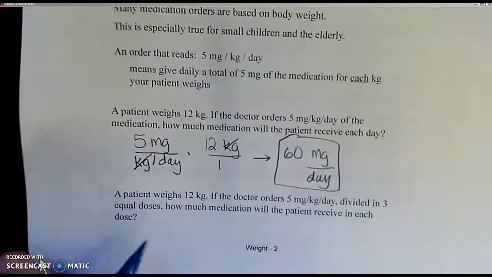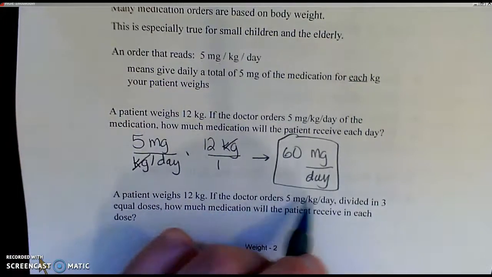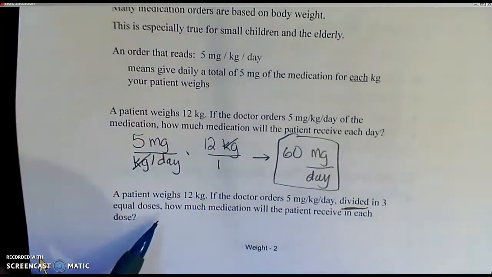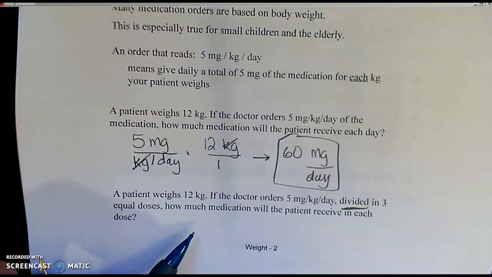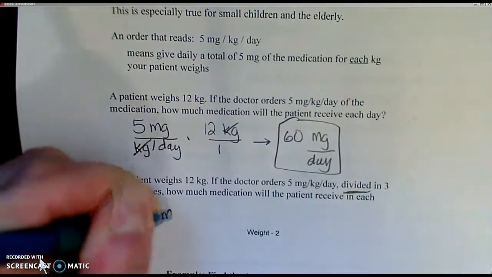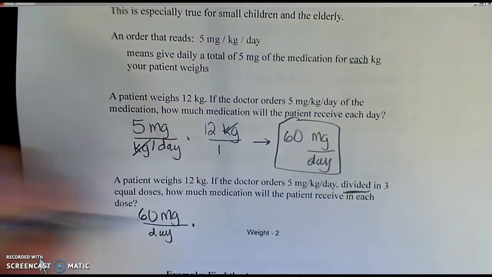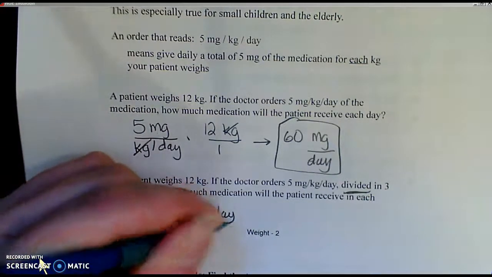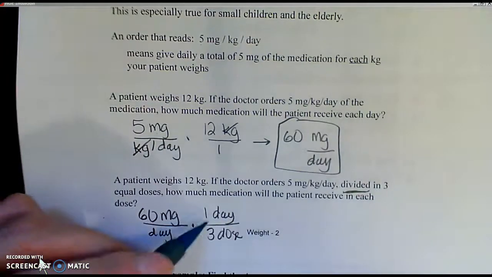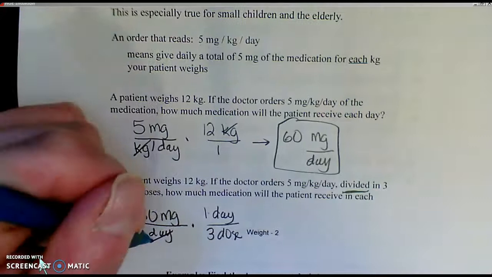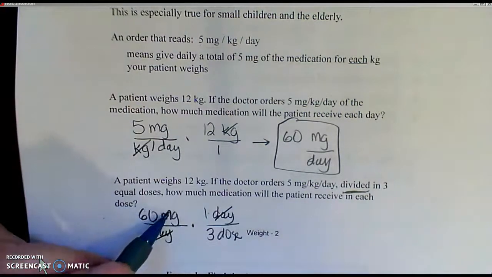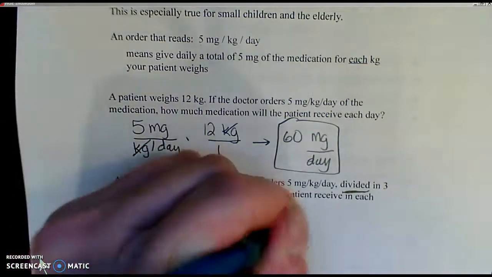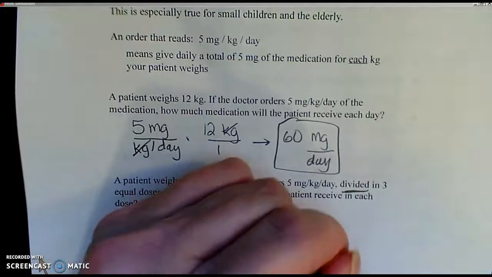Now, what if, same situation, the doctor orders 5 milligrams per kilogram per day, but they say to divide it in 3 equal doses, then how much will the patient receive for each dose? Well, if we've got 60 milligrams per day, and there are 3 doses in a day, we can use that as a conversion factor, make it 1 day over 3 doses. Why did I put it 1 day over 3 doses? So that the days would cancel and we'd end up with units of milligrams per dose. So that gives us an answer of 60 divided by 3 is 20 milligrams per dose.